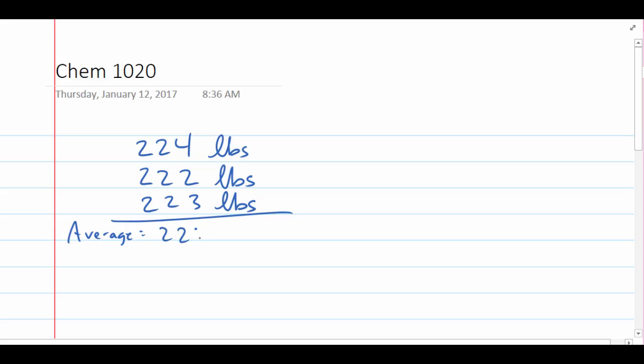223 pounds. But then I say, well, wait a minute. How do I know that 223 is right? How do I know I'm not 222 or that I'm not 224? Well, this is a precise measurement, but it's not necessarily accurate. We don't know whether it's accurate or not. All I can really say at this point is what its precision would be, and that precision would be plus or minus 1 pound.